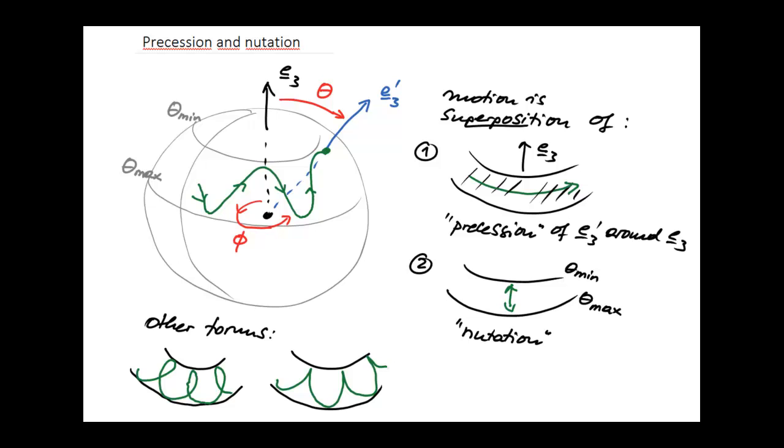So two key differences to the free symmetric top. One I already noted, that the speed of precession, the angular velocity of precession, is not constant in time, it varies in time. And the second difference, of course, is this nutation movement, which you don't have for a free symmetric top. This angle theta varies in time and it oscillates between a min and a max value.